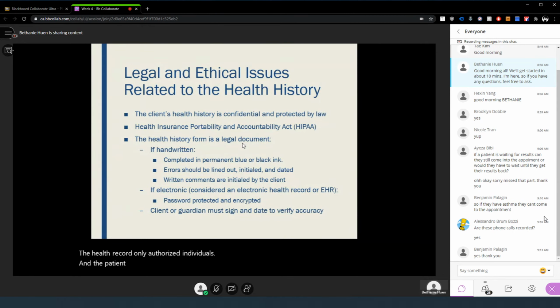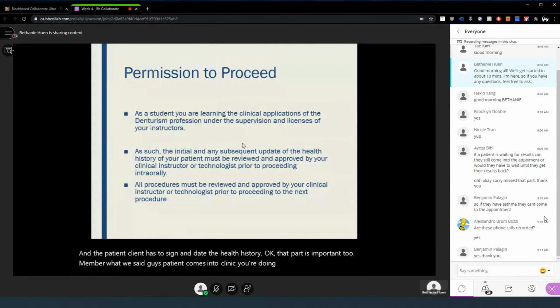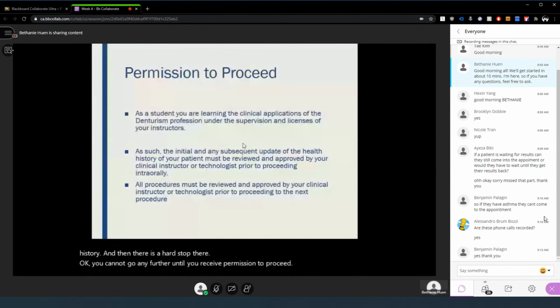So remember what we said, guys. Patient comes into clinic, you're doing consent, collection of personal information, the health history, which includes the medical history and the oral history, and then there's a hard stop there. You cannot go any further until you receive permission to proceed. This is because as a student, you're learning your clinical applications under our supervision and our denturism licenses to practice.